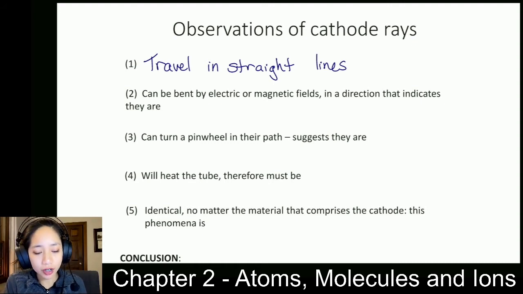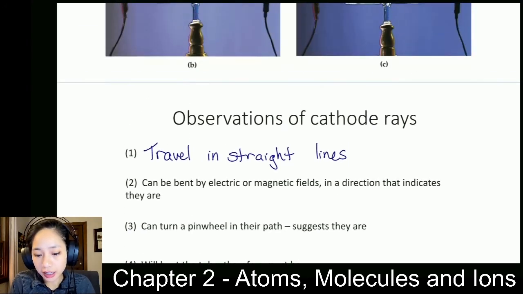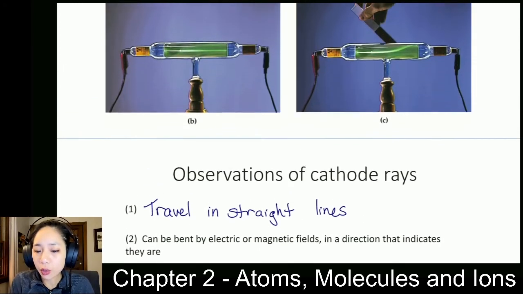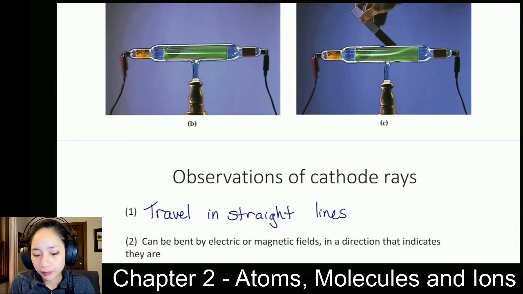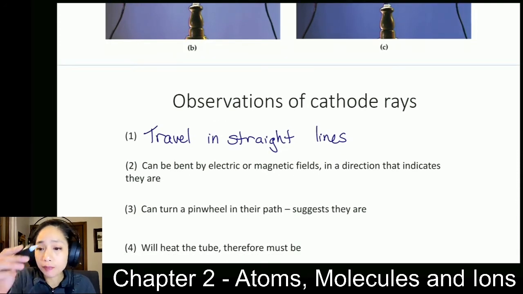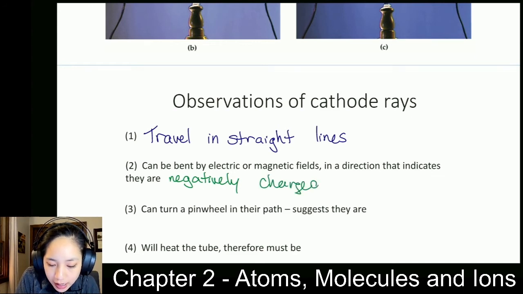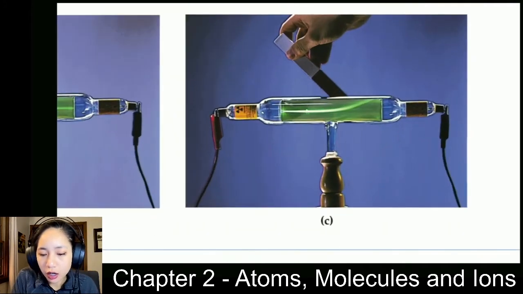So the second observation is that you can bend the stream that they saw up here using a magnet or some type of magnetic field or electric field. And the way the stream bent indicated that the stream of particles were, in fact, negatively charged. So if we look at this picture, we see that the stream of electrons deflects upwards. All right, so this magnet that you see here probably had the positive end here.